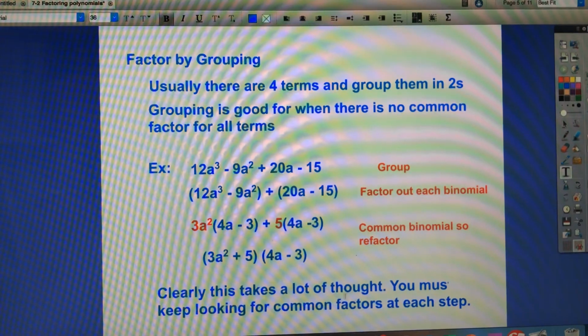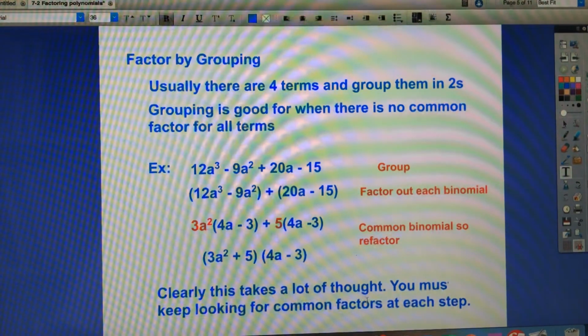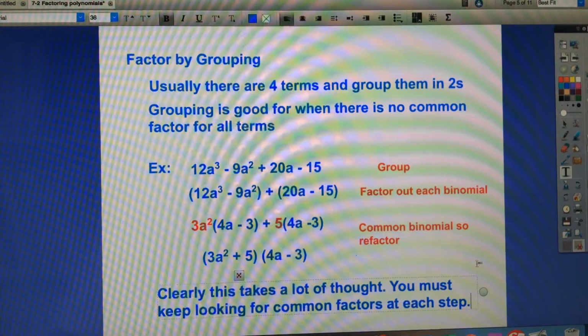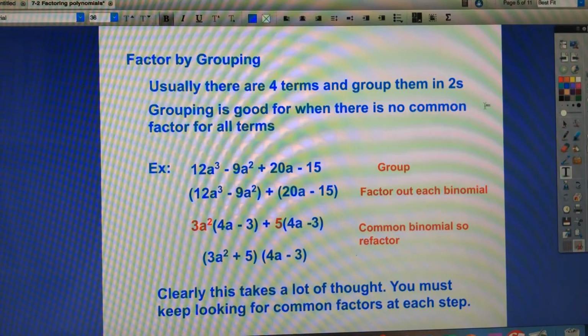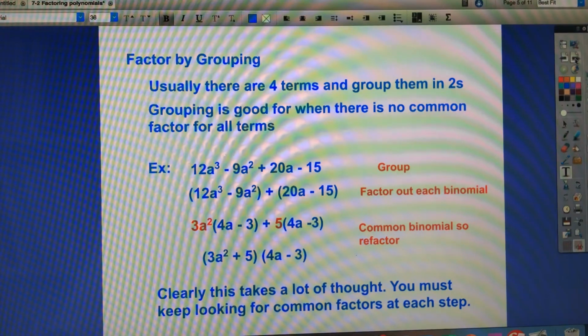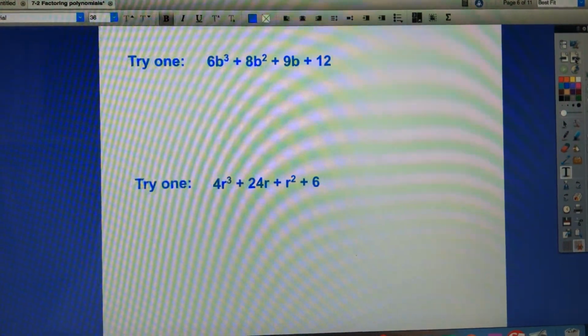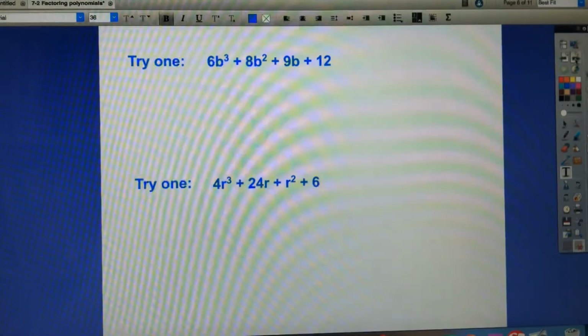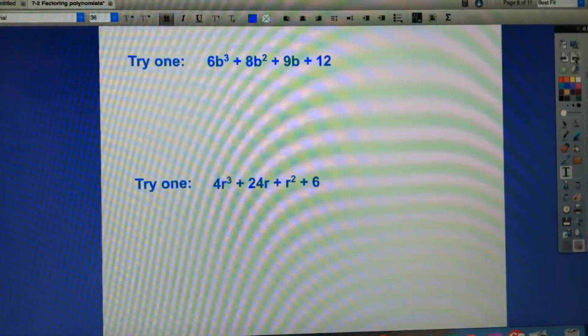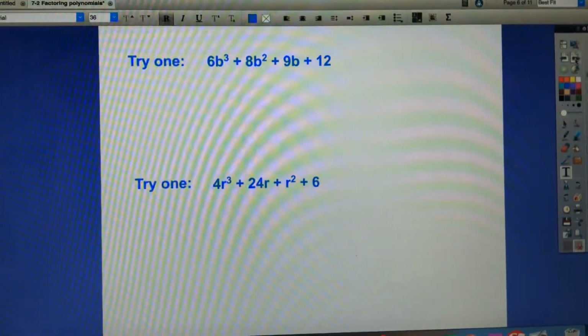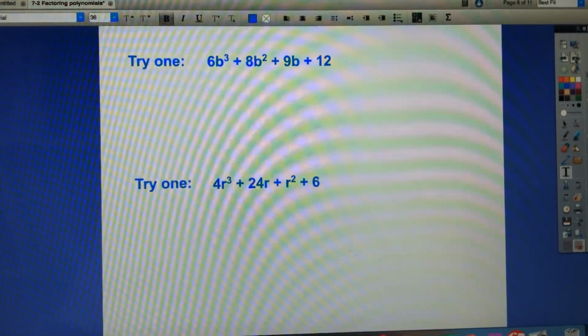Clearly, this does take a lot of thought, and you must keep looking for common factors at every step of the way. Take a moment, pause it, and take a good look at it. Here are some to try. I'm going to tell you again to pause the screen, write down these examples, and then I'm going to give you the answers, of course. Pause.